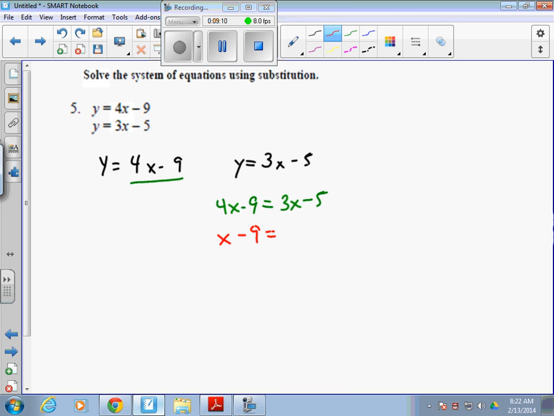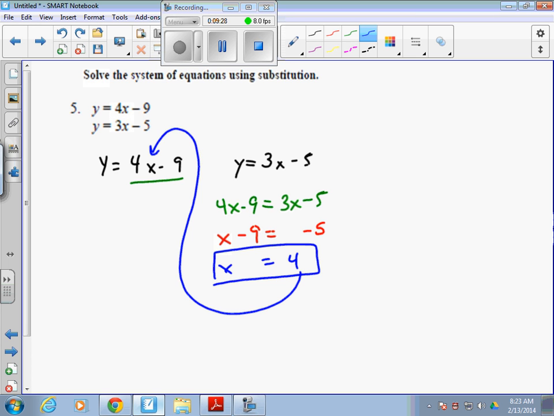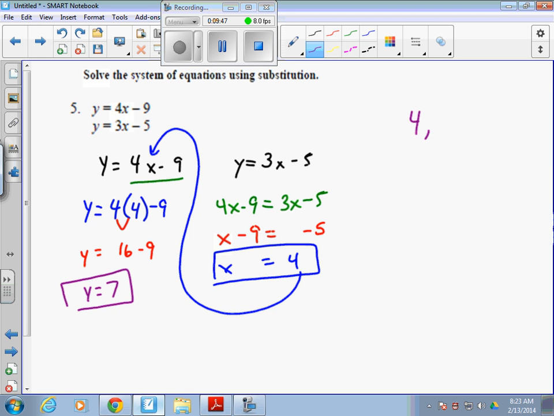Minus 9 equals, you still have negative 5 right here. Get rid of negative 9 by adding it to both sides, and you still have x here. Positive 9 combined with negative 5 is going to be positive 4. So x equals positive 4. Take that value for x, plug it back in right there. Y equals 4 times, we just found out our value for x is 4, minus 9. 4 times 4 is 16, minus 9, and y equals 7. So you have x and you have y, x comma y, 4 comma 7.